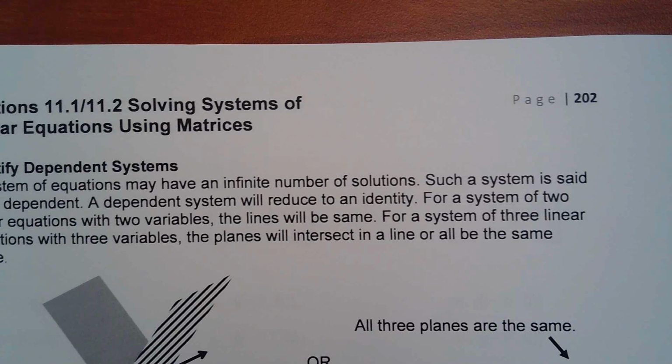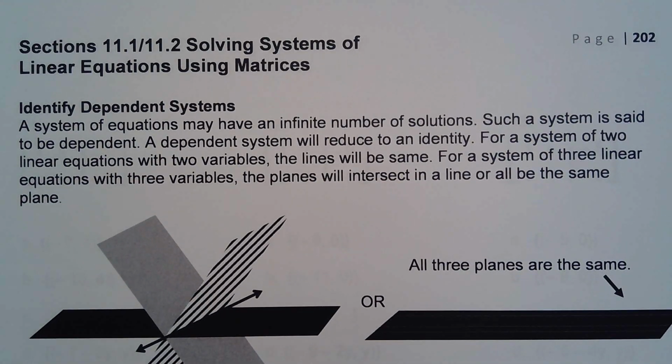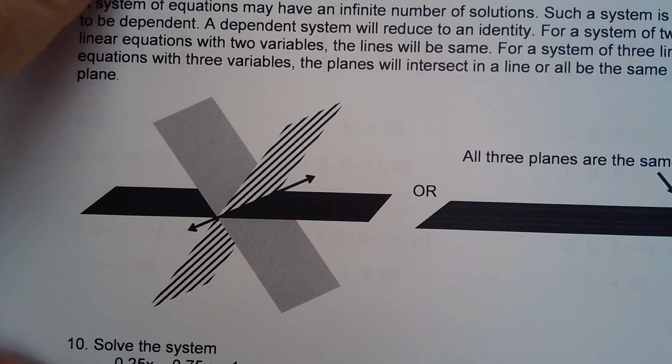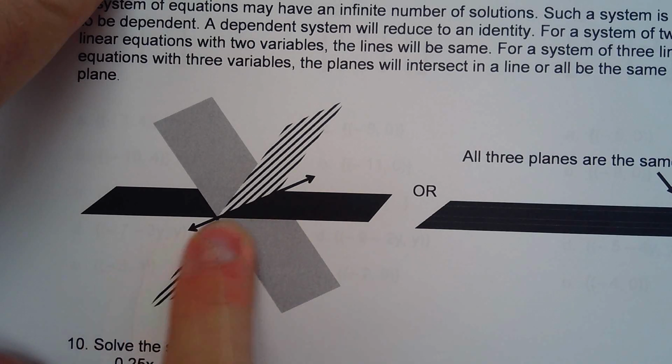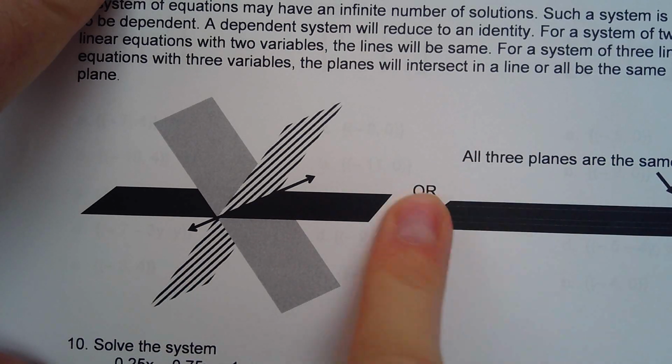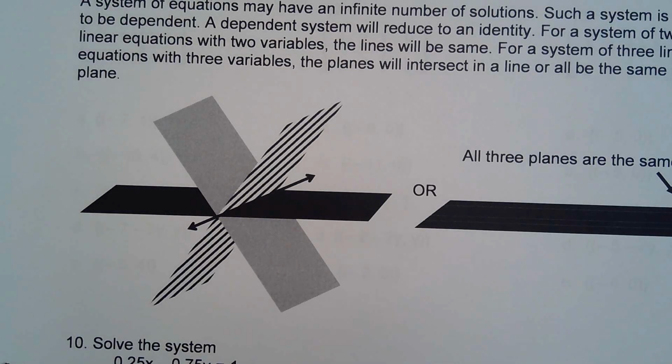You can also have a dependent system. A system of equations may have an infinite number of solutions. Such a system is said to be dependent. A dependent system will reduce to an identity. For a system of two linear equations with two variables, the lines will be the same. For a system of three linear equations with three variables, the planes will intersect in a line or all be the same plane. So here's an example of the three planes intersecting in a line. And here's an example where all three planes are the same.